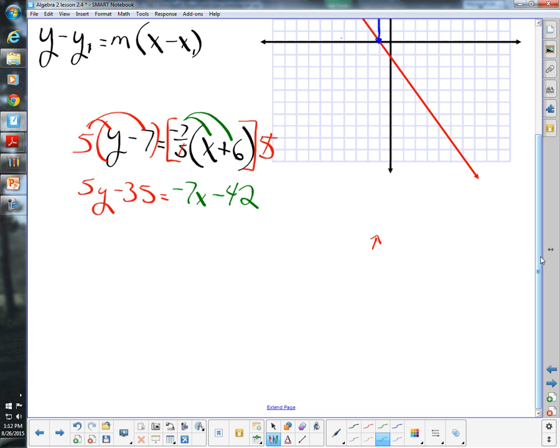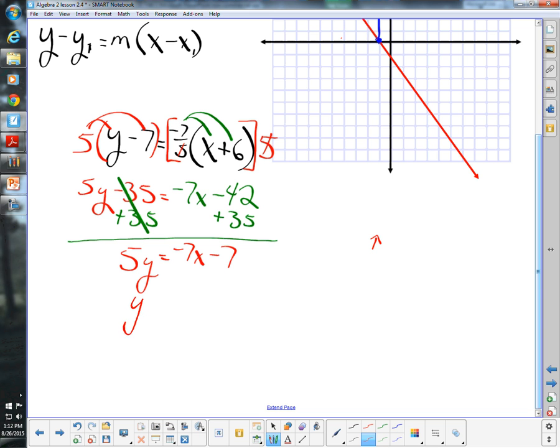Fractions are gone. Okay? All right, now then, I'm going to get y over here all by itself. So I need to move off my negative 35. So let's go ahead and add 35 to both sides. Okay, so those are gone. That's going to give me a 5y over here equals negative 7x. And what was that, negative 7? Now divide everything by 5. Dividing the y by 5 just gives me a y. Dividing negative 7x by 5 gives me negative 7/5 x. And dividing 7 by 5 once again gives me 7/5. That's the answer.